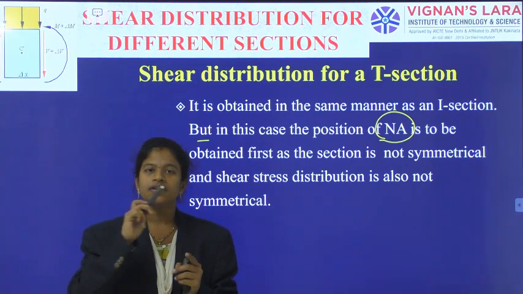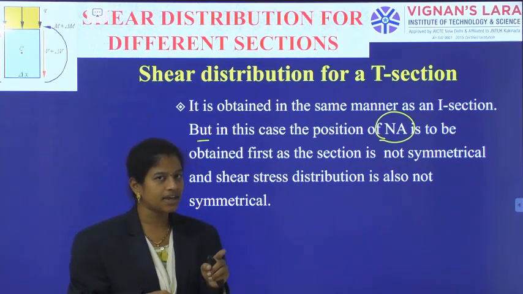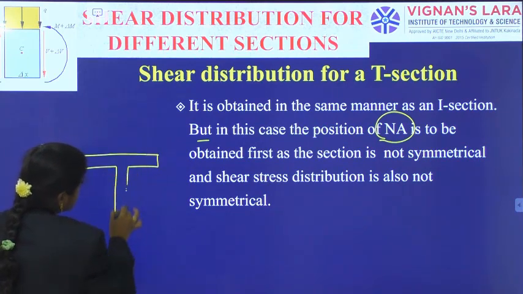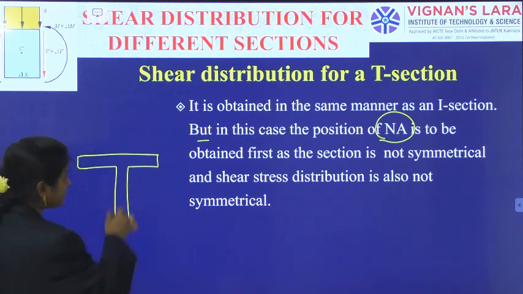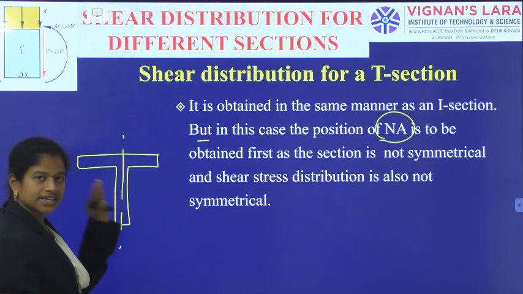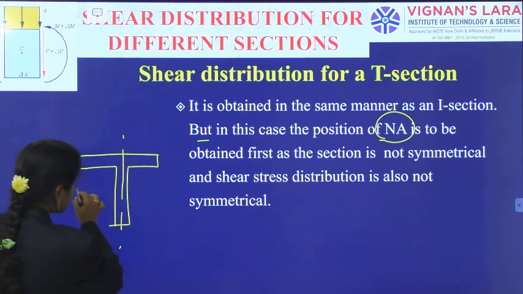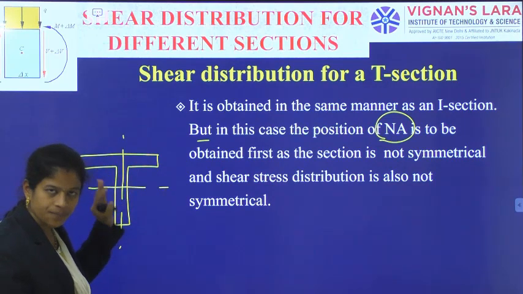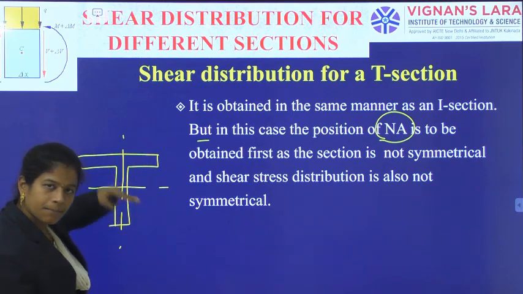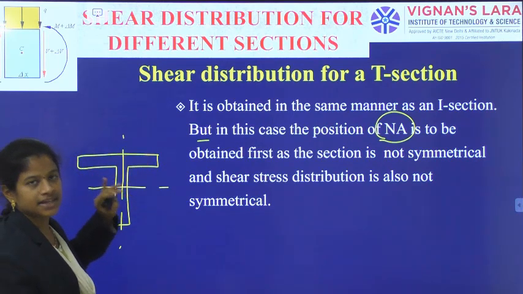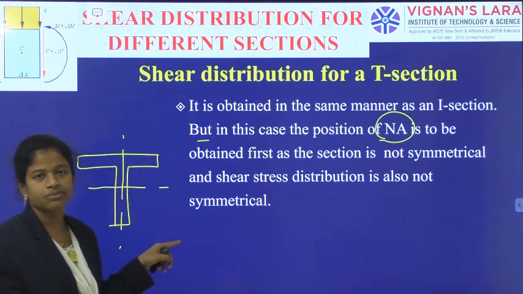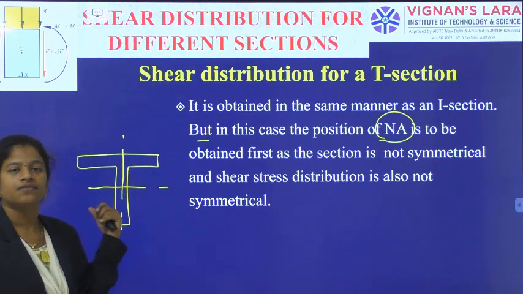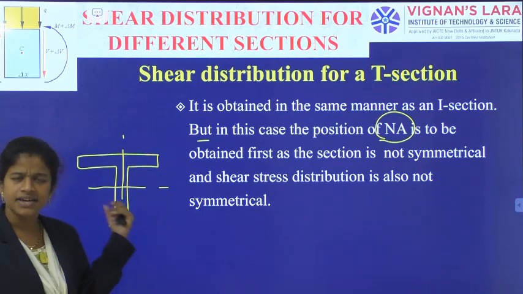Similarly, for the T section also, it is unsymmetrical, appearing vertically symmetrical. When you see the cross section, it is appearing like a T, and when you see the vertical section, left and right resemble each other, but any horizontal axis will not resemble the top and bottom portion. So, vertical symmetry is there, but not the horizontal symmetry. That's why this section is unsymmetrical. Okay. For such unsymmetrical sections, firstly we should locate the neutral axis.